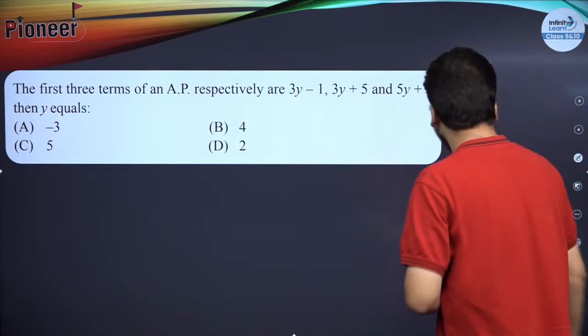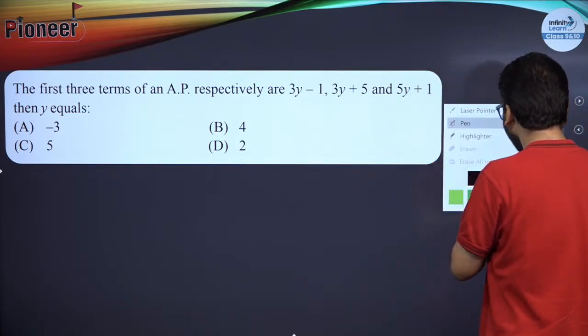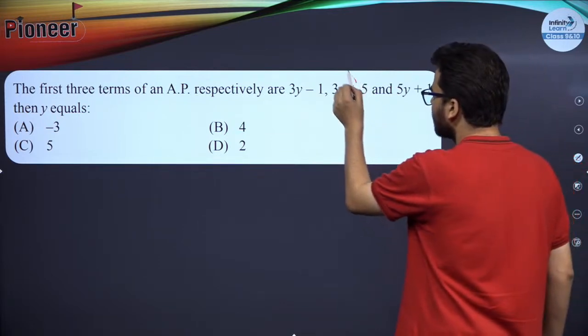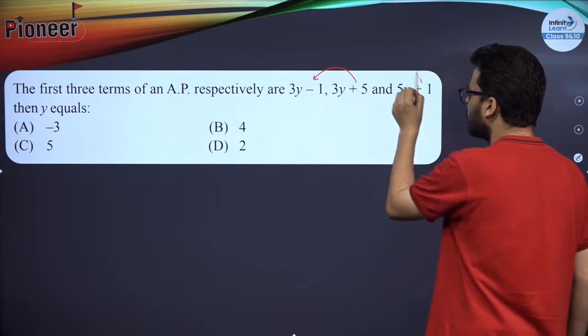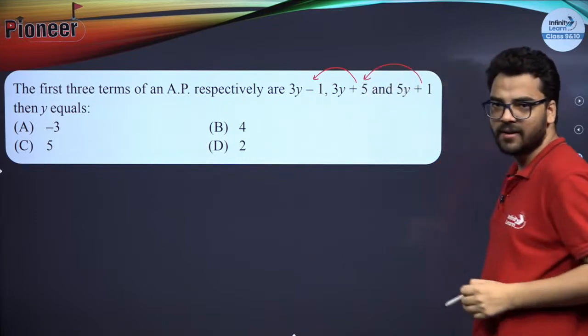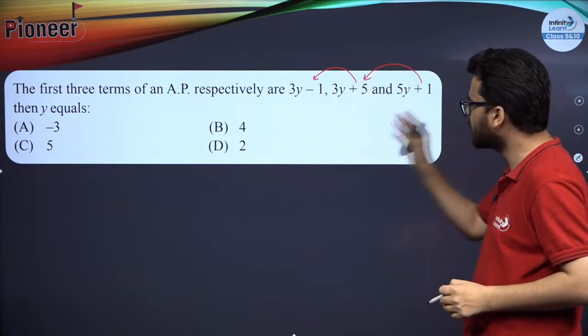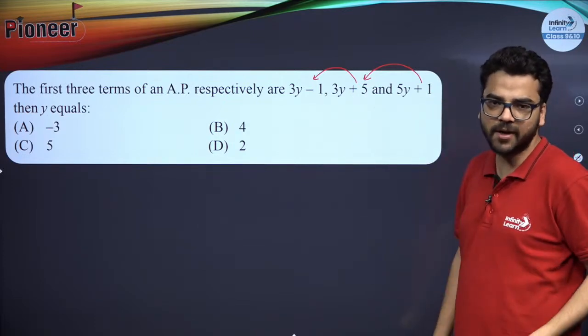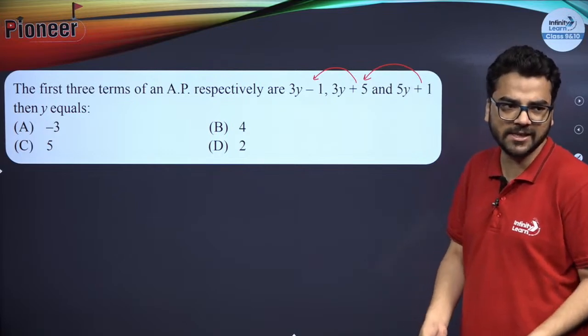So you see, these terms are in AP. So according to the very basic definition of AP, this minus this will be equal to this minus this, correct? The second term minus the first term is equal to the third term minus the second term. That is the definition of an arithmetic progression. The difference must be the same.